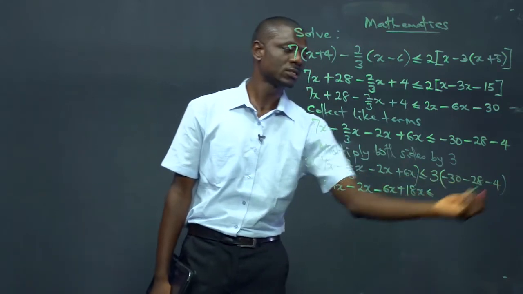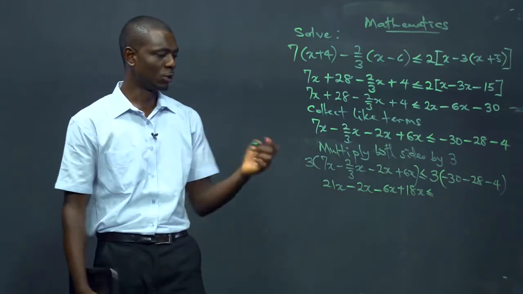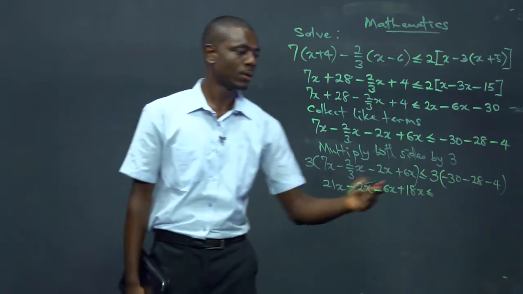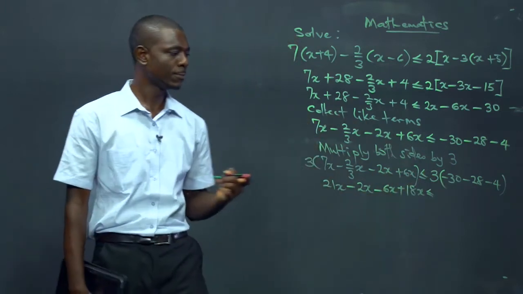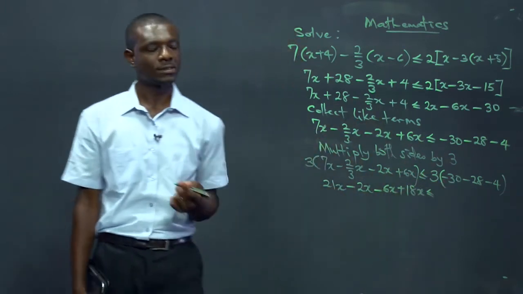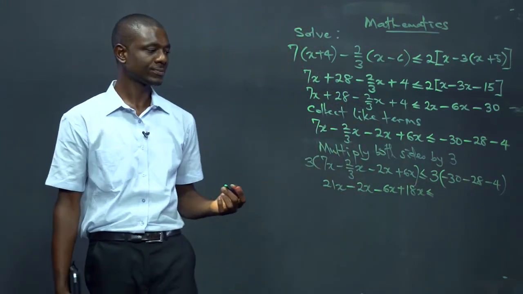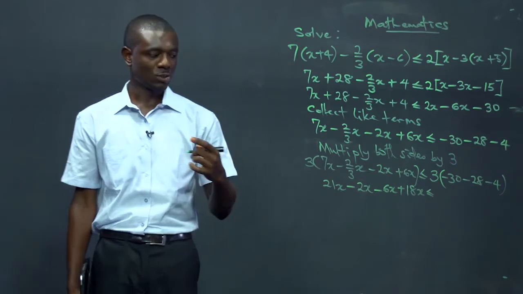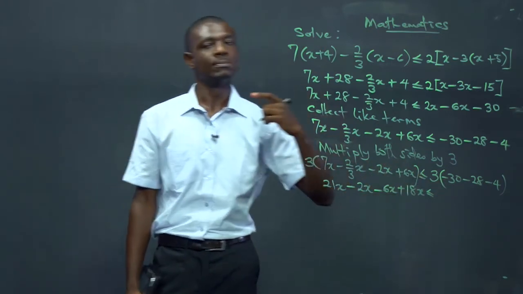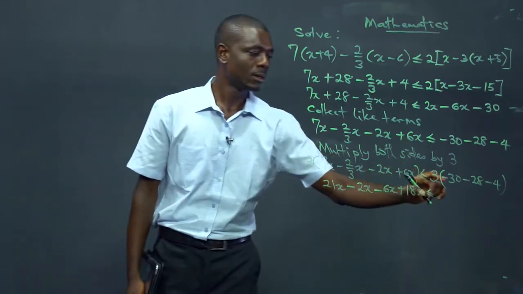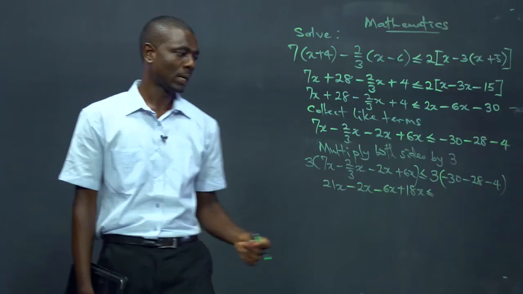Let's simplify what's in this bracket here and then multiply straight on. Minus 30 minus 28 minus 4. What's the value of this? Let's look at it this way. Let's agree on the fact that the negative value represents a debt that you are owing. Okay? Let's agree on that. And of course, positive value represents the fact that you have money in your pocket.